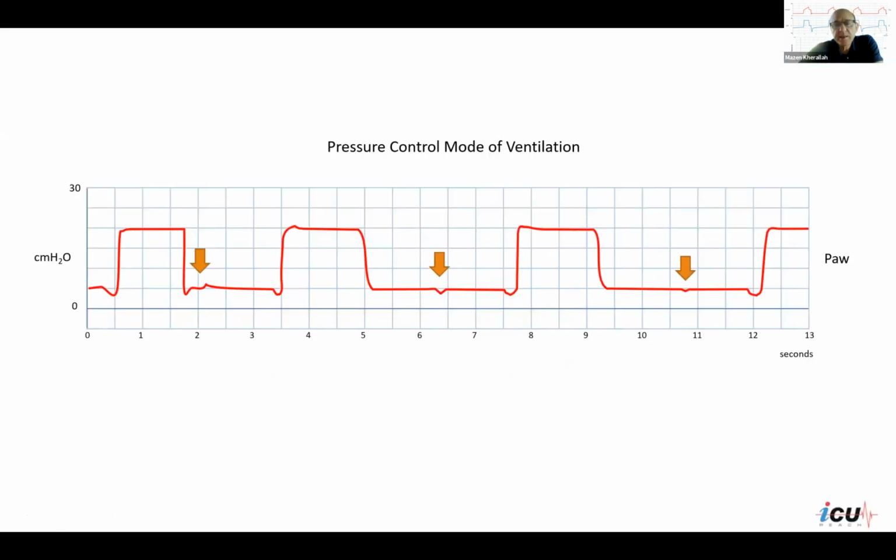And here you see ineffective triggers. You can see that the pressure here is at 5 centimeters of water, and those efforts were actually supposed to trigger the ventilator. However, you can see an effort here, another one here, and a small one here. These efforts did not trigger the ventilator, and those are ineffective triggerings.